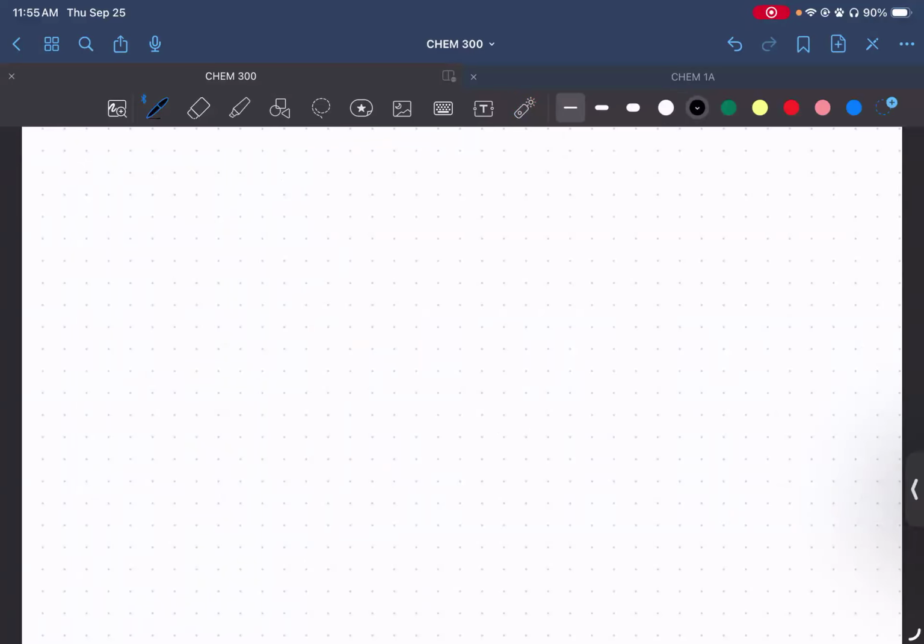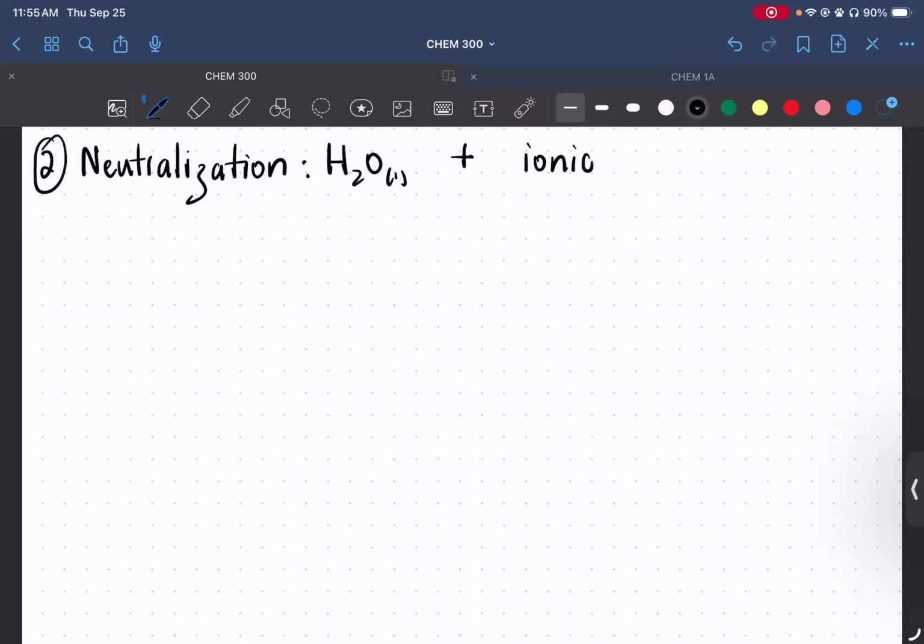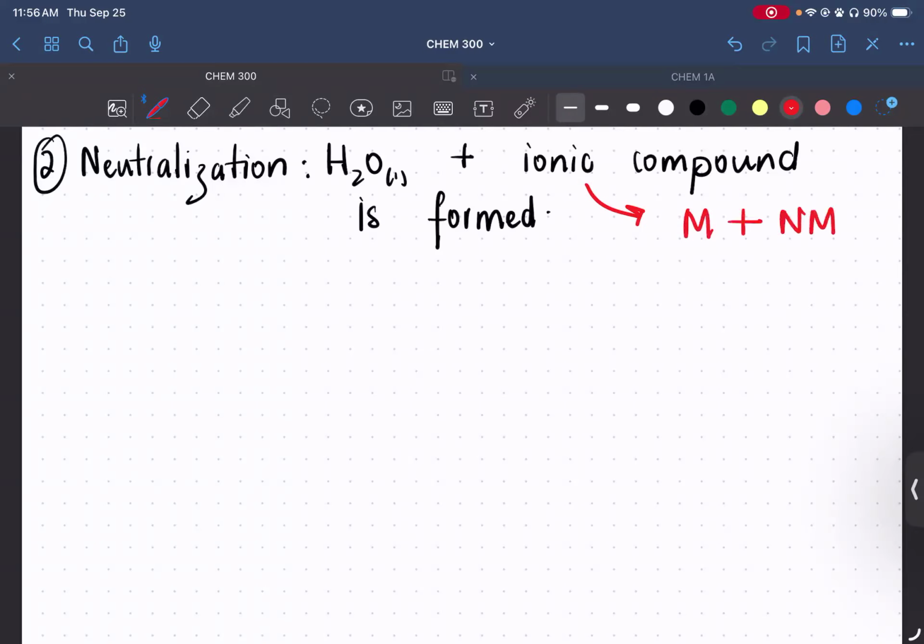Next up, neutralization. In the case of neutralization, water and an ionic compound is formed. Ionic, it's been a while since we've heard that term way back in nomenclature. Let's not forget, ionic compounds are defined as a metal and a non-metal together. Of course, this might sometimes include transition metals.